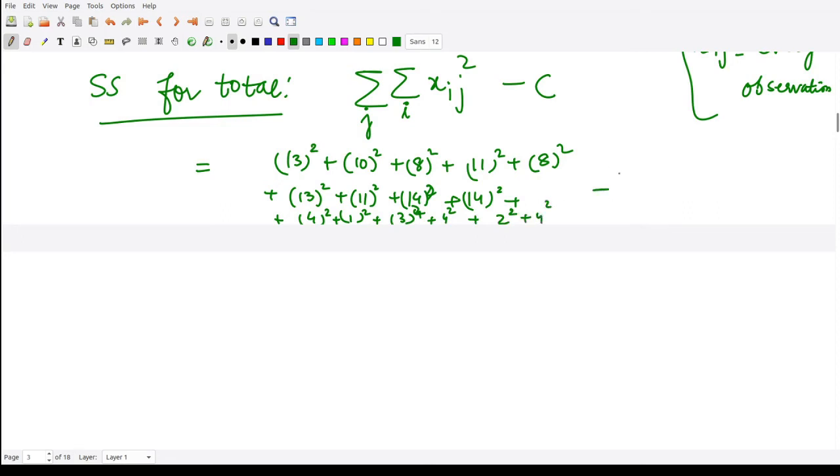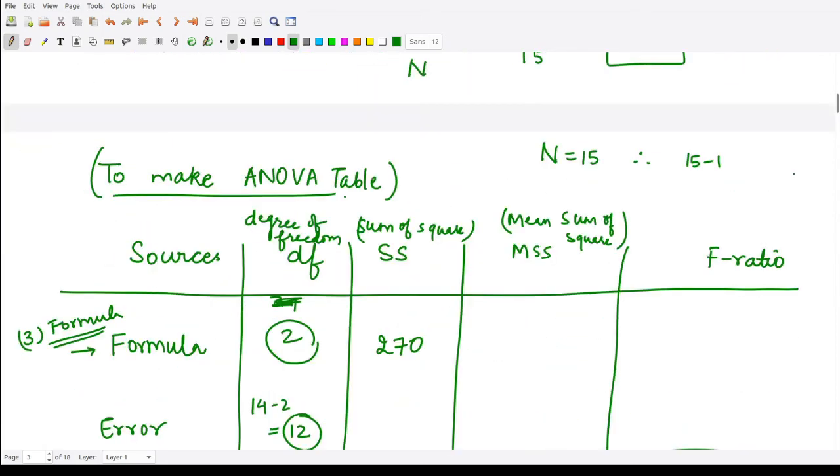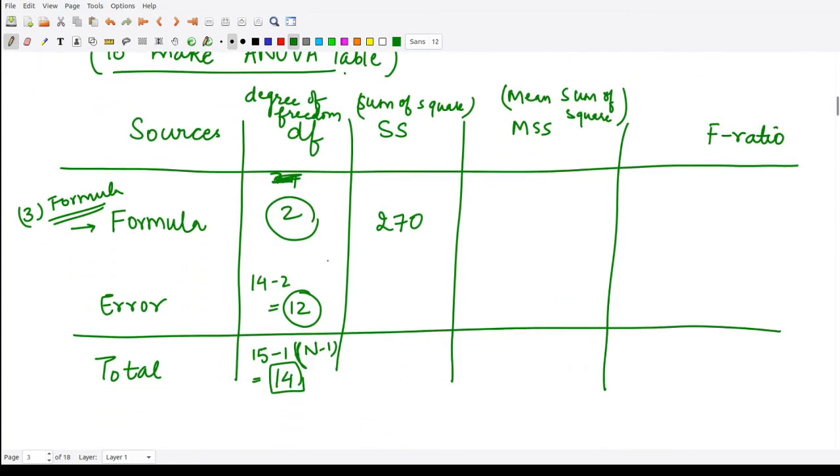What is C? C we calculated to be 960. So minus 960, this comes out to be 302. So this is the value which you will write here for sum of square total. So this is 302. Now this value is obtained when you subtract 270 from 302. So this value is available to you as 32, right? So this is the quantity here. So that means when you add 32 and 270, you obtain 302.